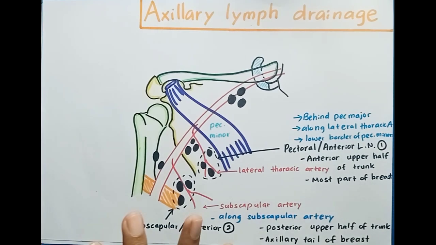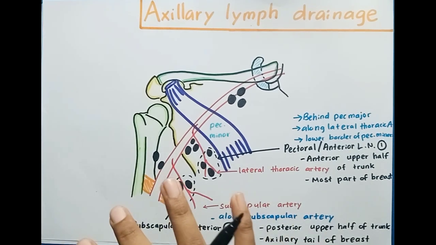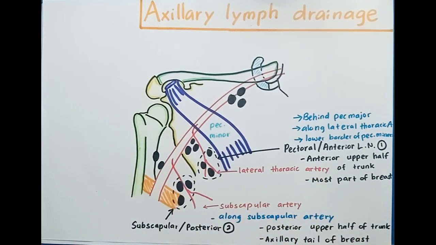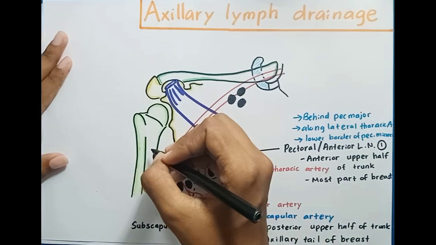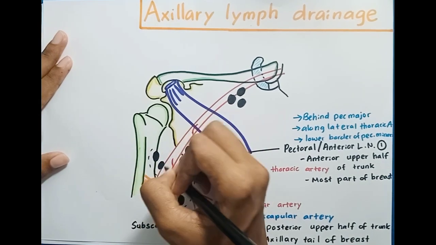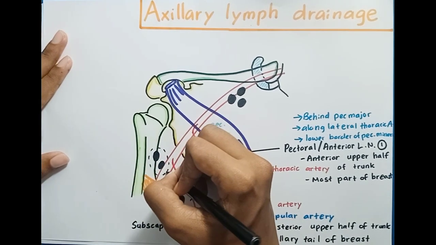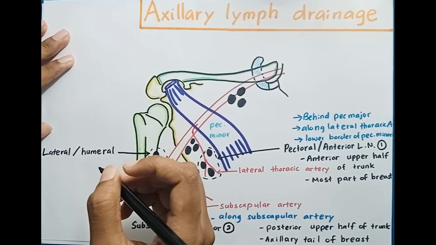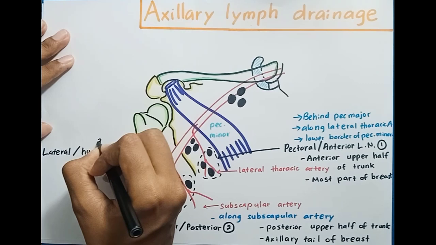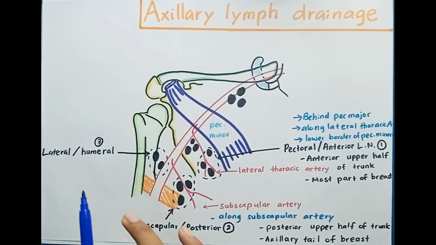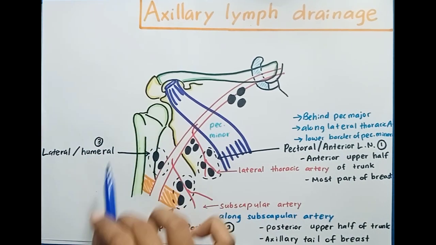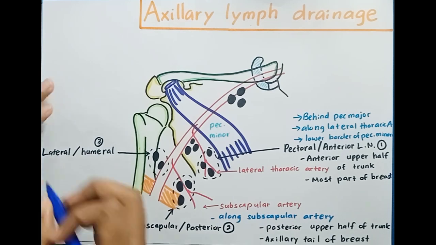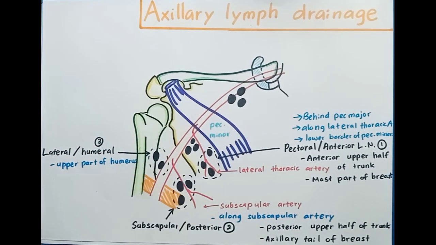Now let's move to the third one, that is lateral or humeral lymph node group. So here you can see the lateral group. This is the third group. So this group is present in the upper part of humerus and this drains lymph from the upper limb.